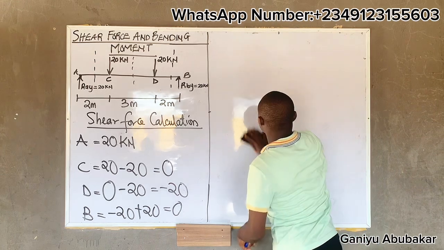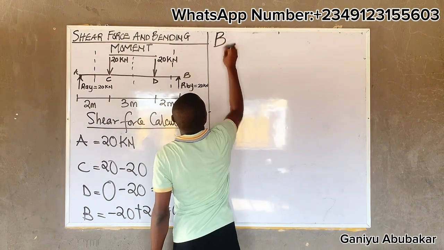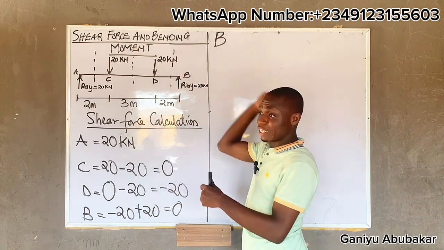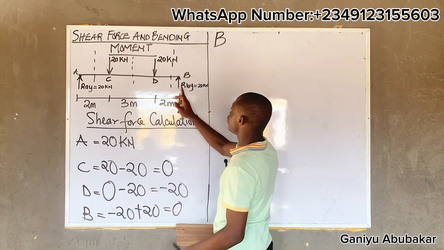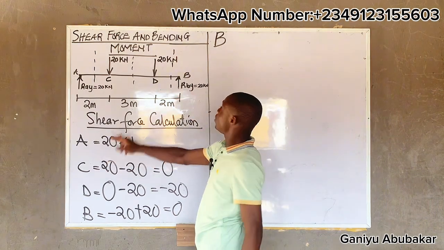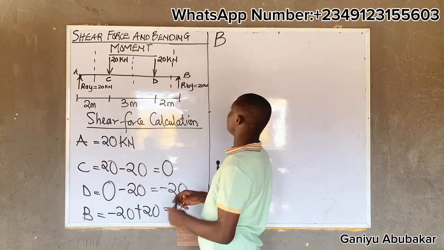Let's do bending moment calculation. We're done with shear force. Similarly, if you choose to go with the right hand side too, you still have the same answer. Because on the left hand side, this one is going upward, positive 20, and on the right, downward, minus 20. See the same concept.